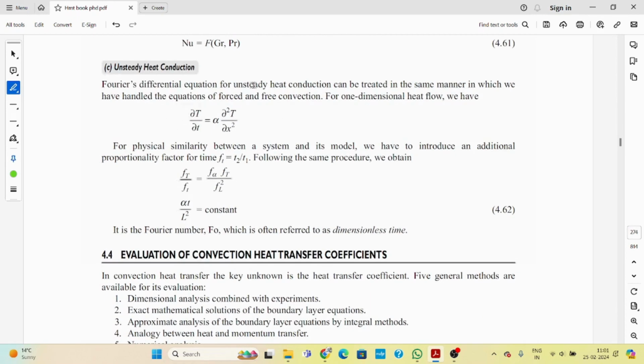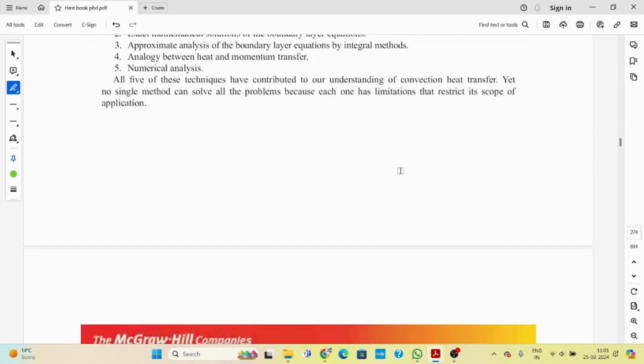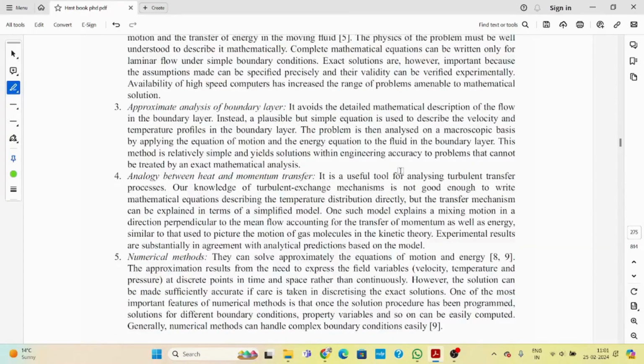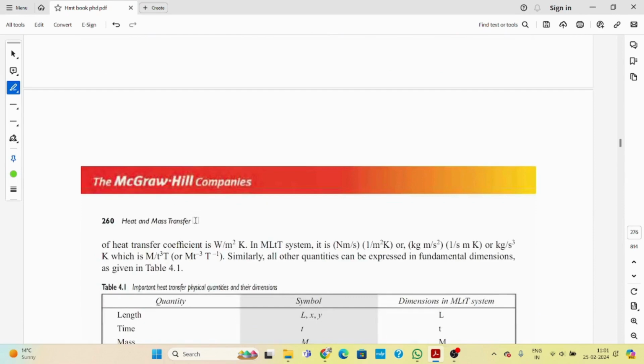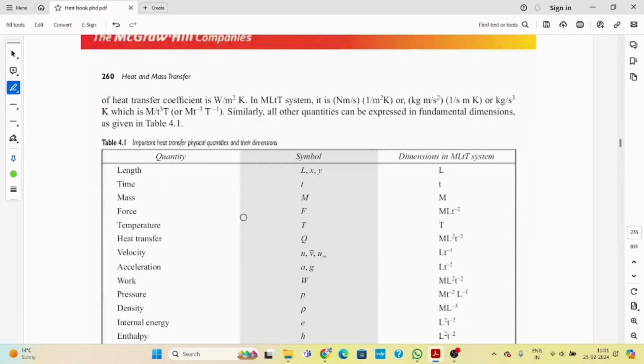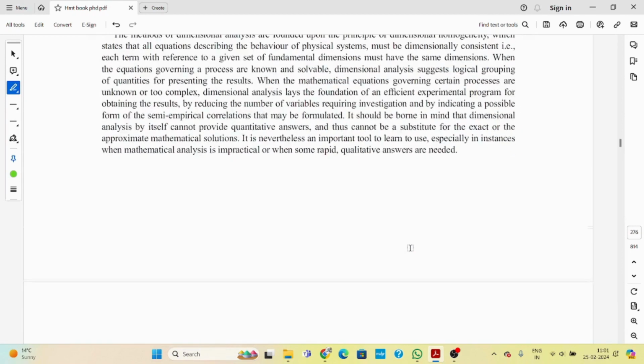On steady state heat conduction, here is just the formula, and you can remember it if you want. Variation of convection heat transfer coefficient. So here are different methods. Let me see if a different method is given or not. Dimensions: you have to remember all these dimensions because you are going to attempt the exam.